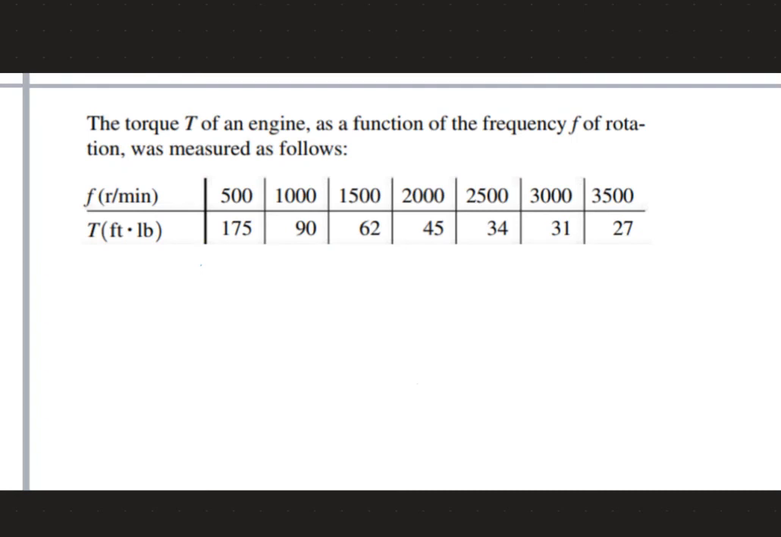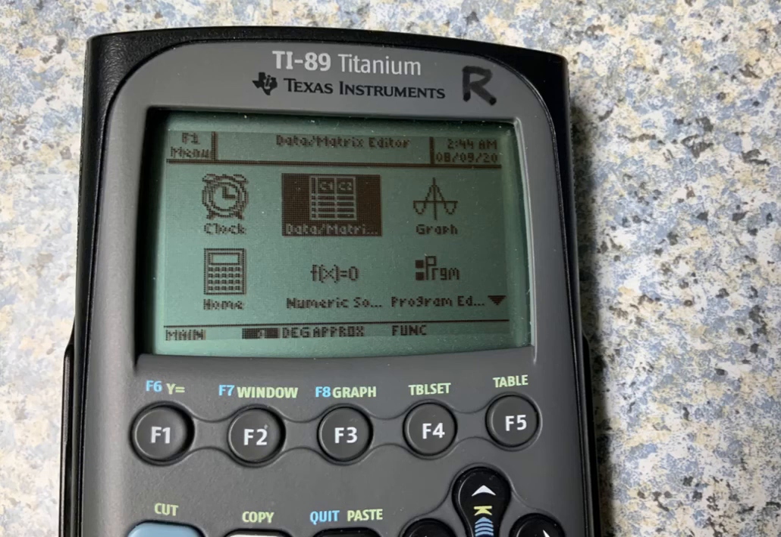Here is another example for you to graph, and when you are done graphing it, please determine at what frequency this engine produces a torque of 37 foot-pounds. Let me end this video with an admonition to make sure you are using the data matrix tool on your calculator and not the table or something else. This is where you need to start.